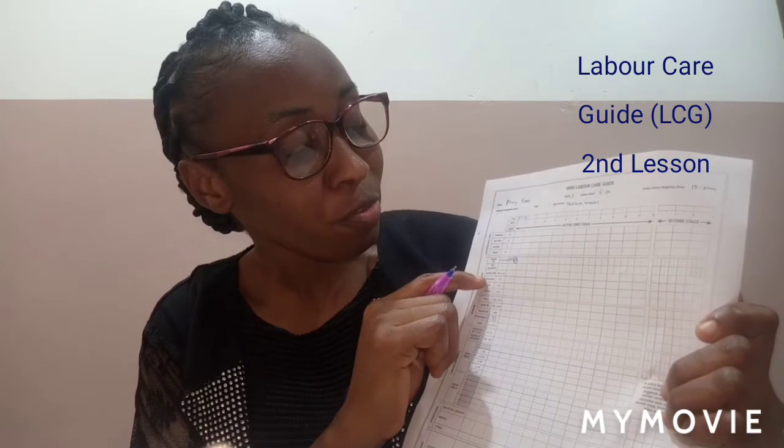Okay, so move up to the next one, amniotic fluid. Now, amniotic fluid, when you're charting this, if the membrane is intact on your vaginal examination, you're going to document I.